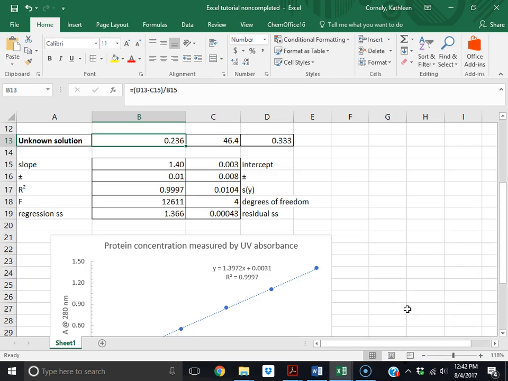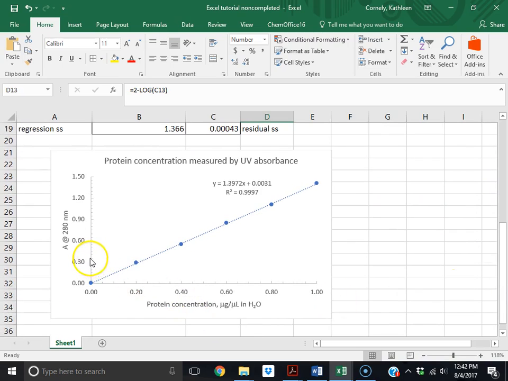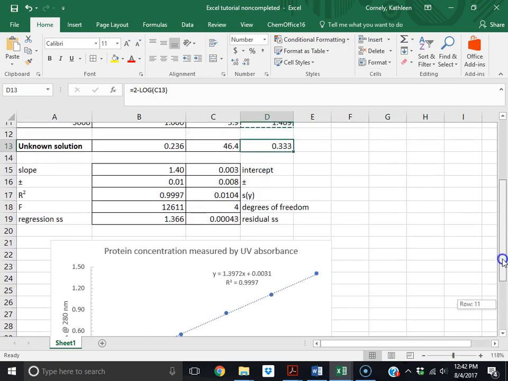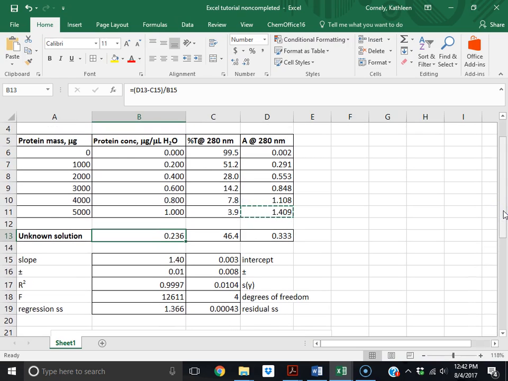We can check ourselves by looking at the graph to be sure we've done this right. The unknown solution's absorbance was 0.33. If I look on my graph, 0.33 is about here. So if I draw a line over and drop a line down, I get a value that's a little bit above 0.2 micrograms per microliter. And that is what I calculated, 0.236 micrograms per microliter. So that's a nice check to make sure that the formula was entered correctly.